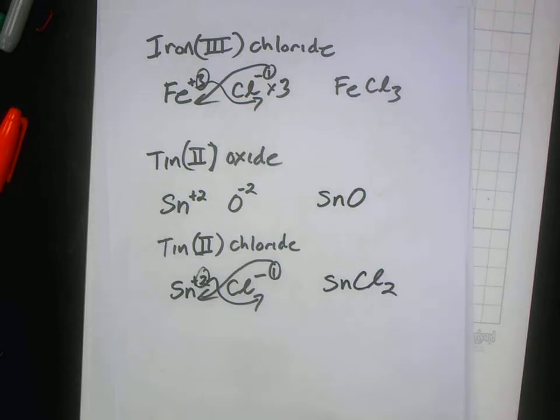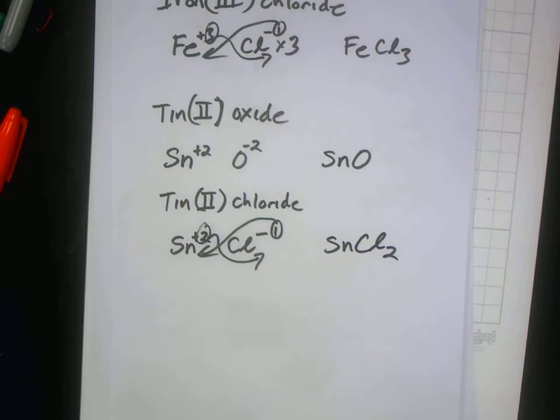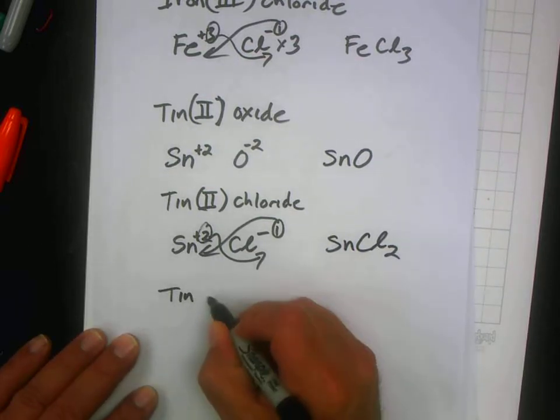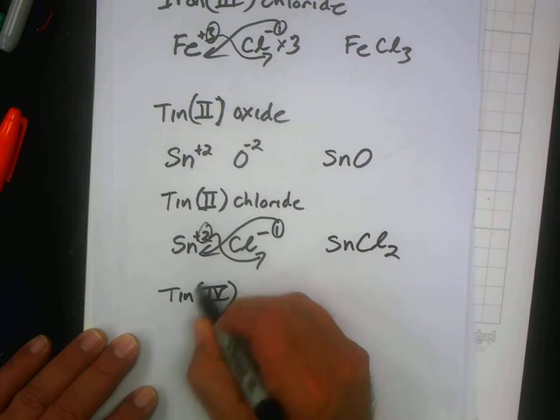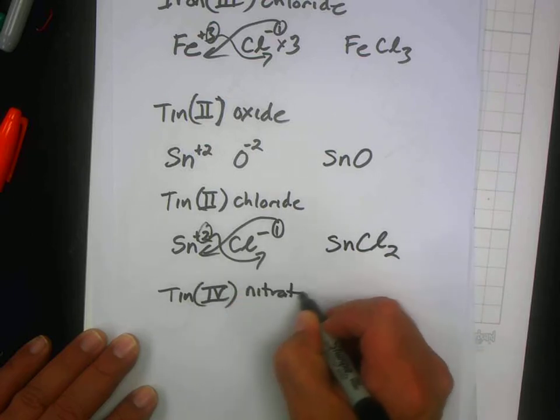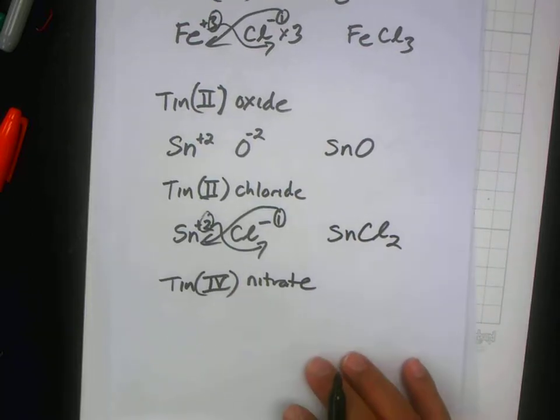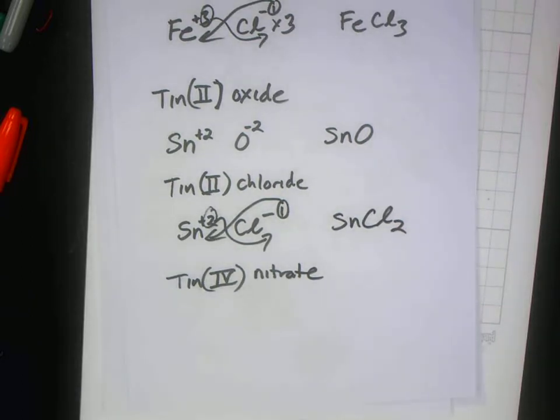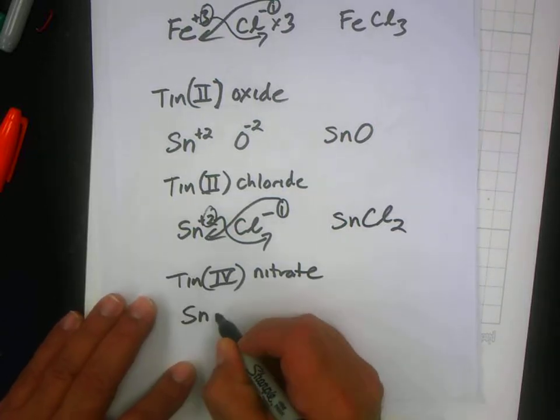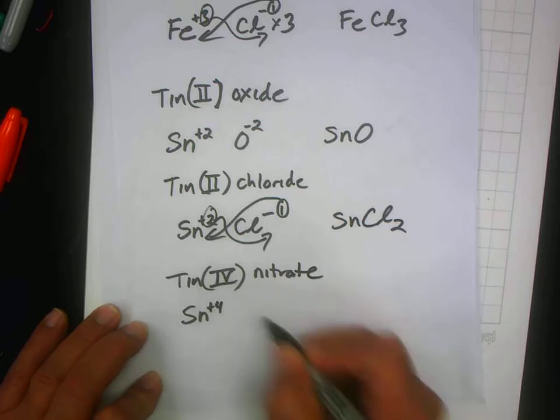You can even do these. We can use these transition metal ions with polyatomic ions. Let's try tin 4 nitrate. Okay. What's the formula for tin 4 nitrate? What's the charge on tin 4? 4, right? So Sn plus 4 charge.